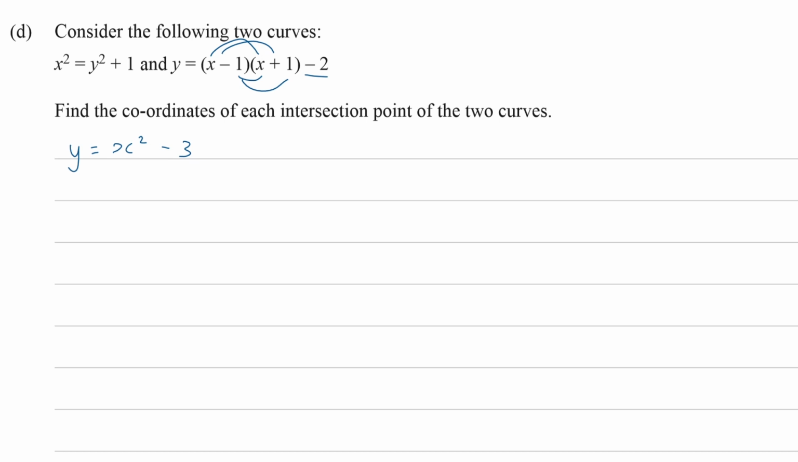Now, you might be thinking, alright, let's plug in y in here, so we replace the y in that first equation with x squared minus 3, but then we'll have a quartic, right? Because we get x squared equals y, which is x squared minus 3, all to the power of 2, which is possible to solve, but it's a little bit harder. So if you get there and you're like, uh-oh, what do I do? Try substitute it a different way.